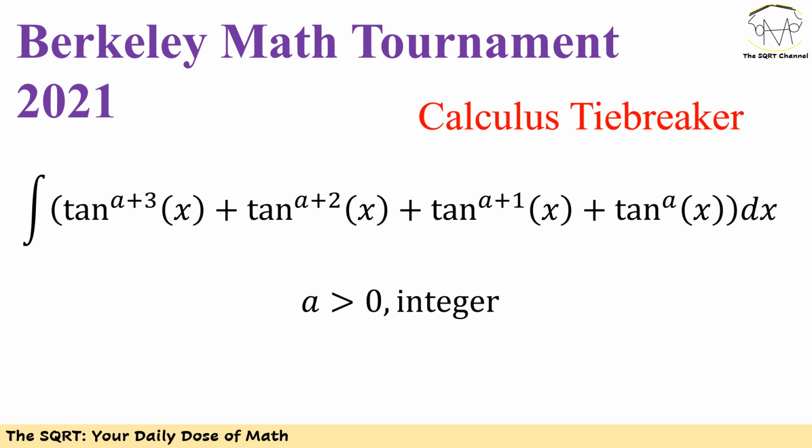In this video, we are going to take a problem from the Berkeley Math Tournament from 2021. This problem came from the calculus tiebreaker. Let's see what we have here. We have an integral. The integral includes 4 terms.